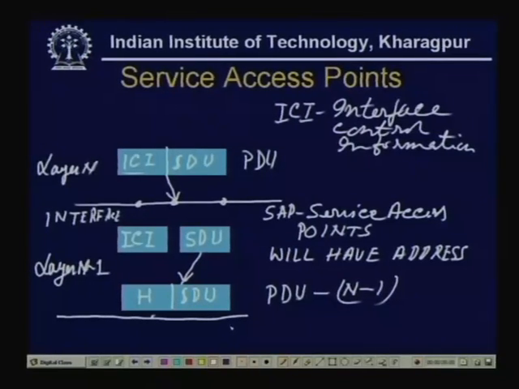So, this is how the two adjacent layers, layer n and layer n-1, can communicate through service access points, and essentially the unit of communication is the protocol data unit. That protocol data unit is passed on through the interface to the lower layer, which is interpreted with the help of the interface control information. It takes out the service data unit, and again it makes another protocol data unit by adding the service data unit along with a header that can be communicated to the next layer. So, this is how the service access point works.